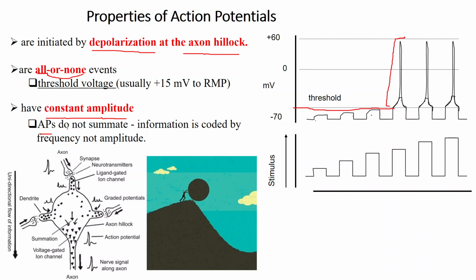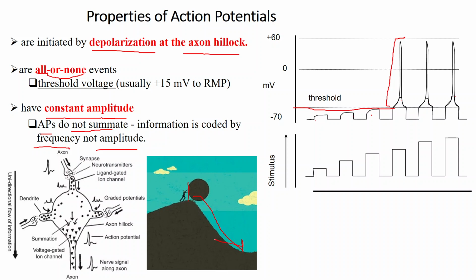Action potentials don't summate, unlike the graded potential. We said graded potentials can accumulate to produce a larger graded potential, okay? So the amplitude of the graded potential changes, but with the action potential, it doesn't, okay? So information is coded by frequency, not amplitude. As you can see here, once it reaches the threshold, it will happen. So it either happens or it doesn't happen, okay?